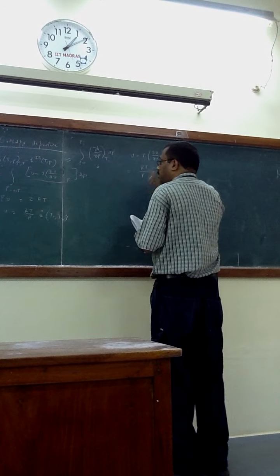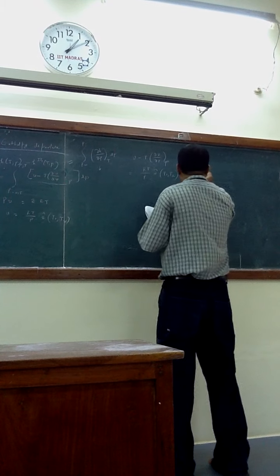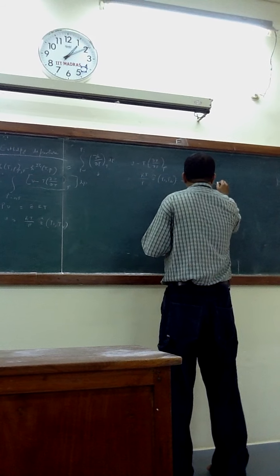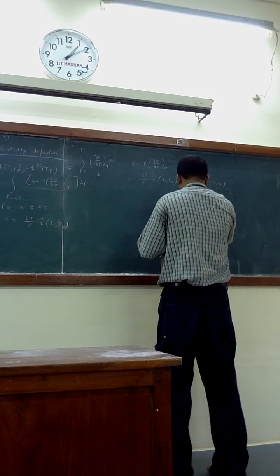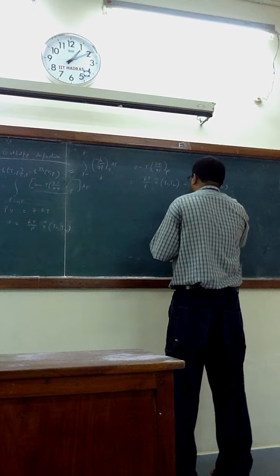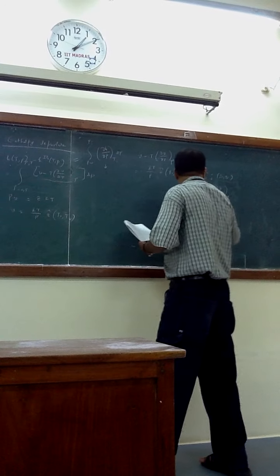Sorry, so T ∂V/∂P, so you can directly do that. T, RT by P Z hat, PR minus RT square by P ∂Z/∂T. Am I correct? Yes.